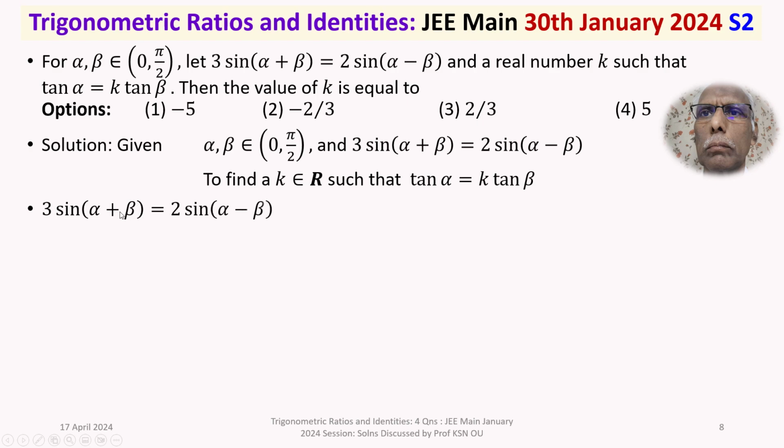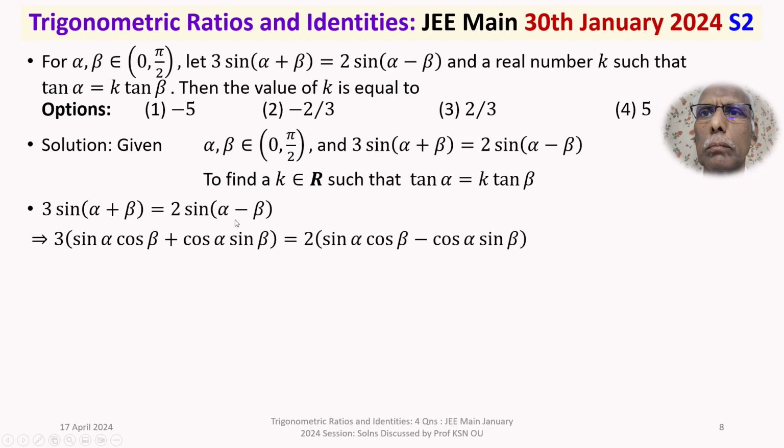We write down 3 times sine of alpha plus beta, which is 3 times, in brackets, sine alpha cos beta plus cos alpha multiplied by sine beta, is equal to 2 times sine of alpha minus beta, which is sine alpha cos beta minus cos alpha sine beta. Now 3 sine alpha cos beta minus 2 sine alpha cos beta is tan alpha.